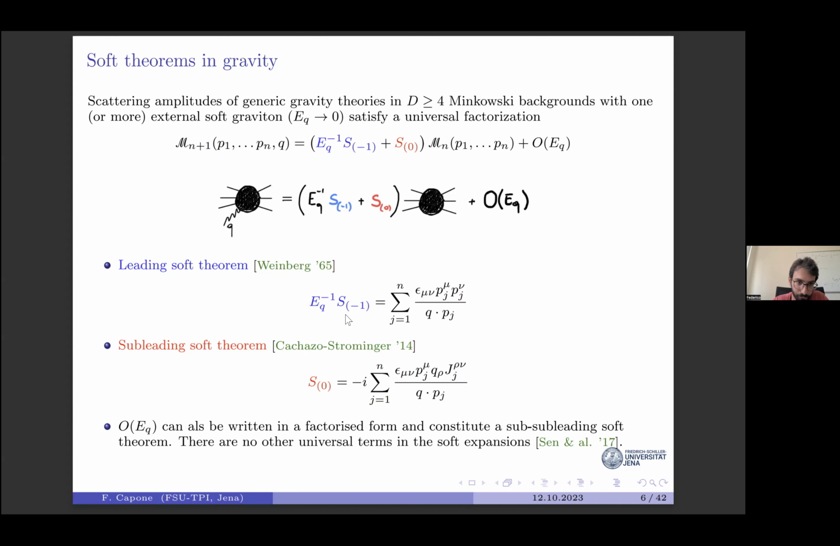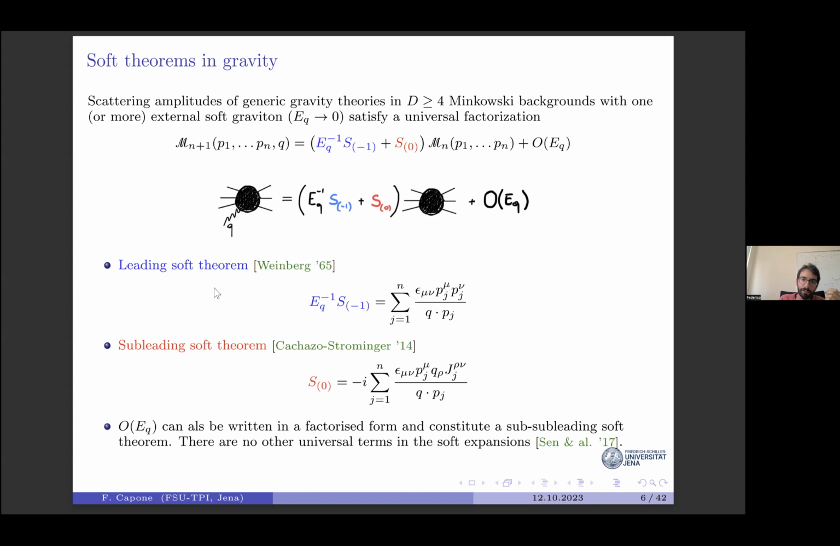the graviton. And in fact, this was quite a remarkable result already in 1965 that connects basically the leading soft theorem to the equivalence principle. But I will come back to this brief historical remark later.